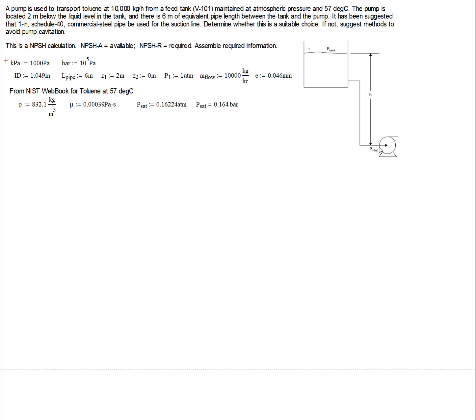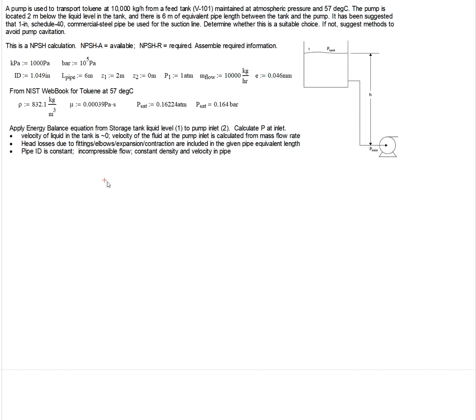Note that the pump is not going to be part of our little system for applying Bernoulli's equation. It's going to be only up to the inlet, because we want to know what the pressure is at the inlet of the pump. So as we think about this, what is the velocity of the fluid in the tank? The velocity of fluid in the tank is very, very small, so we can say that it's essentially zero. Of course, we will have a velocity at the pump inlet that we need to account for.